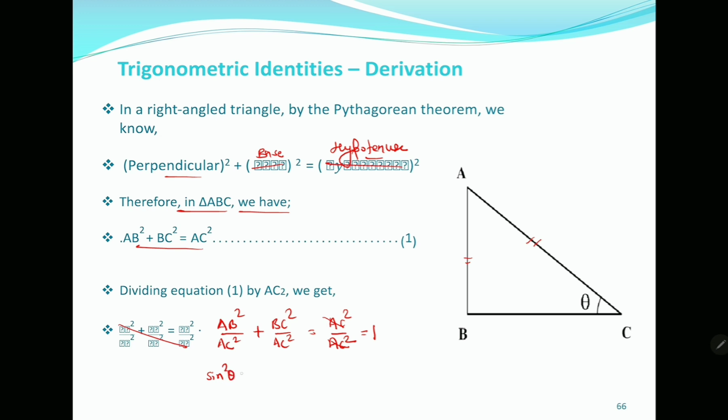So therefore it is sin square theta plus BC upon AC. BC is adjacent, upon AC is hypotenuse. So adjacent upon hypotenuse is cos theta. So cos square theta. We have the first identity: sin square theta plus cos square theta equals 1. Sin square theta plus cos square theta equals 1. Next.